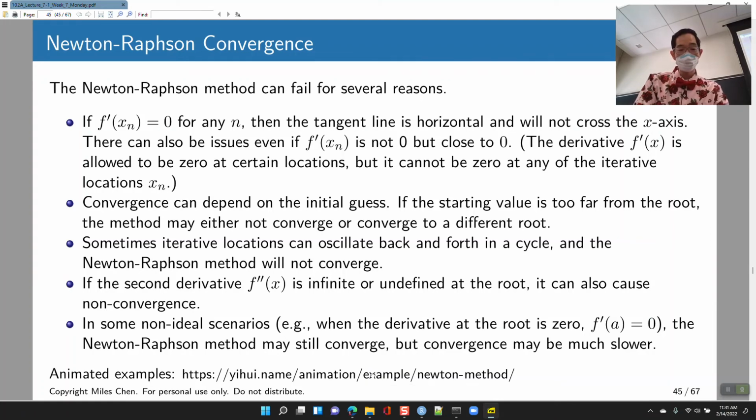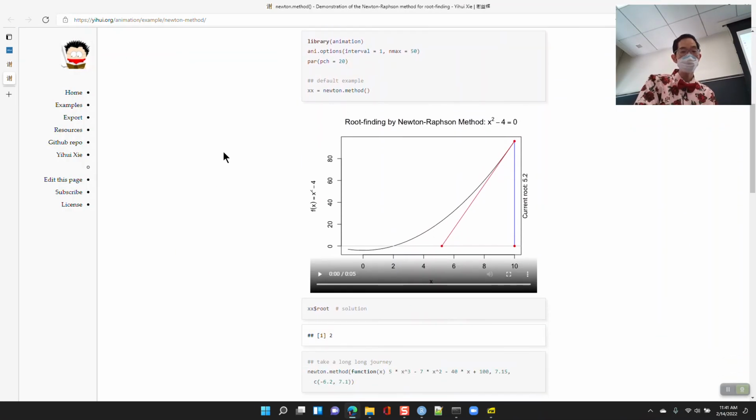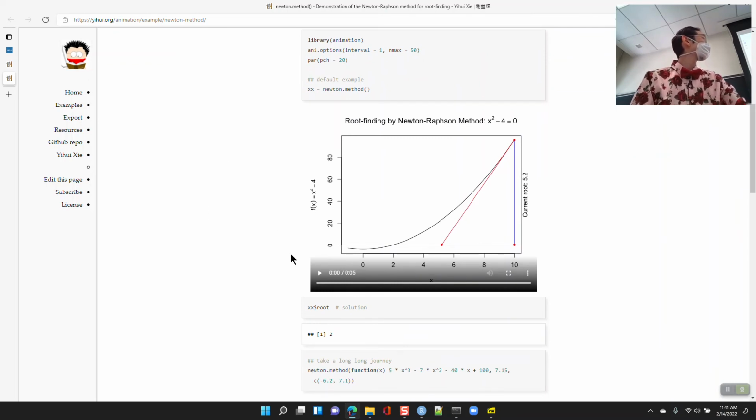All right, so here are some examples. This is one where it behaves nicely: x squared minus 4, the root's right here, and we can run Newton's method. It runs and it converges to the root right there. All right, so that's great.